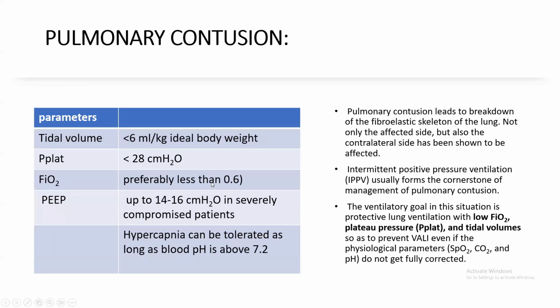When the FiO2 requirement is less than 40%, then we can consider weaning the patient. The PEEP can be maintained at a maximum of 14 to 16 centimeters of water in a severely compromised patient. If more than this PEEP is required, then we might consider mechanical ventilation through intubation. Hypercapnia can be tolerated as long as the pH is above 7.2. In early stages, we prevent hypercapnia as it might cause an increase in the intracranial pressure.